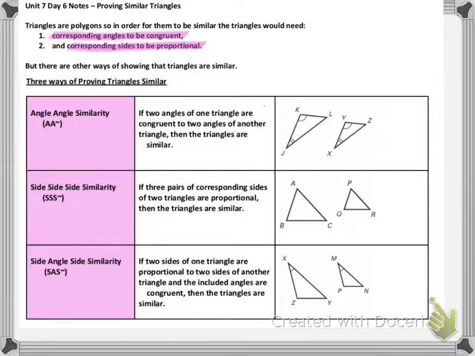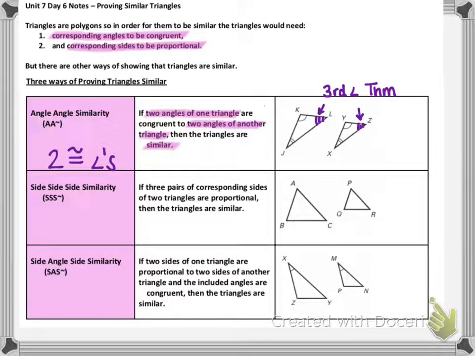So if two angles of one triangle are congruent to two angles of another triangle, then the two triangles are similar. Now, the reason we only need two angles is because we know that these angles, L and Z, will be congruent by the third angle theorem. Remember, we learned about that last semester. So, all we need for this guy is two congruent angles.